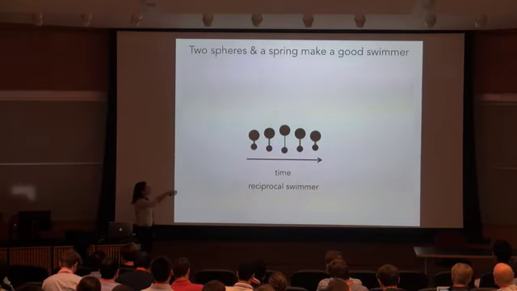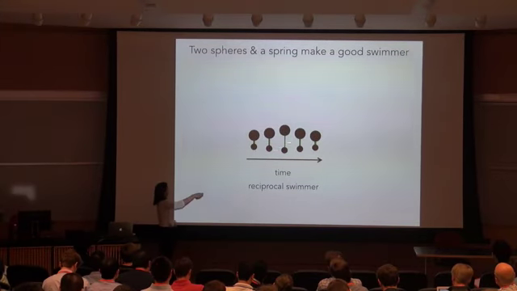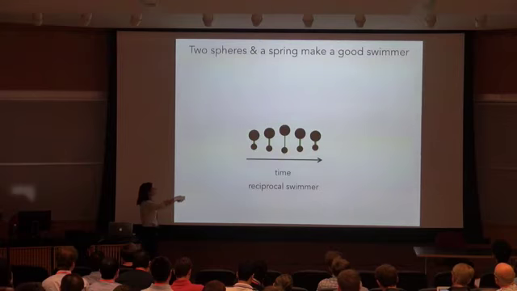So these are two spheres connected by a spring. So two spheres and a spring make a good swimmer. This was the title of my talk. This is why. And this is a cycle of the oscillation.